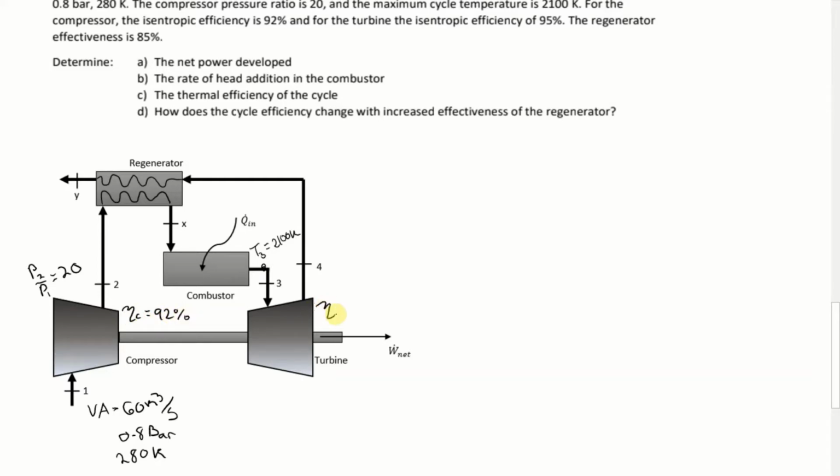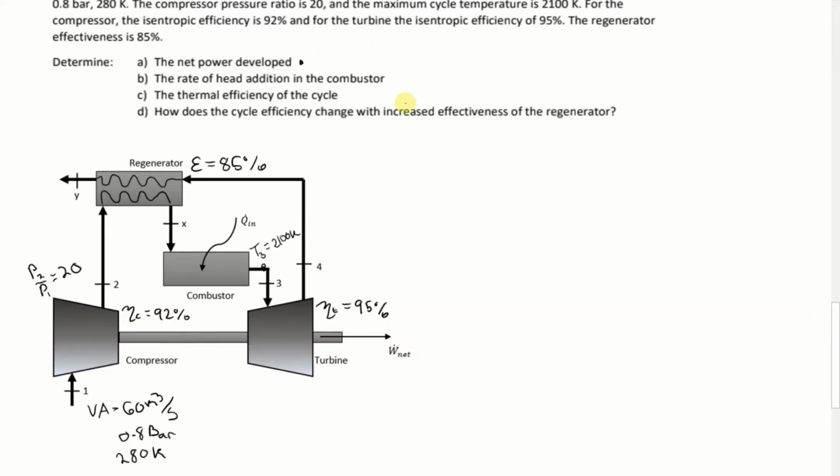And for the turbine, it's 95%. And the regenerator effectiveness, this is what we just learned, is 85%. So there's a couple of different ways you can approach this type of problem. The first one is to work through each one individually. So you start at A, and we know net power. We're trying to find net power developed, and so we would do first law around the compressor and the turbine, figure out which enthalpies we'll need to solve for that, find our answer to A, and then move on.